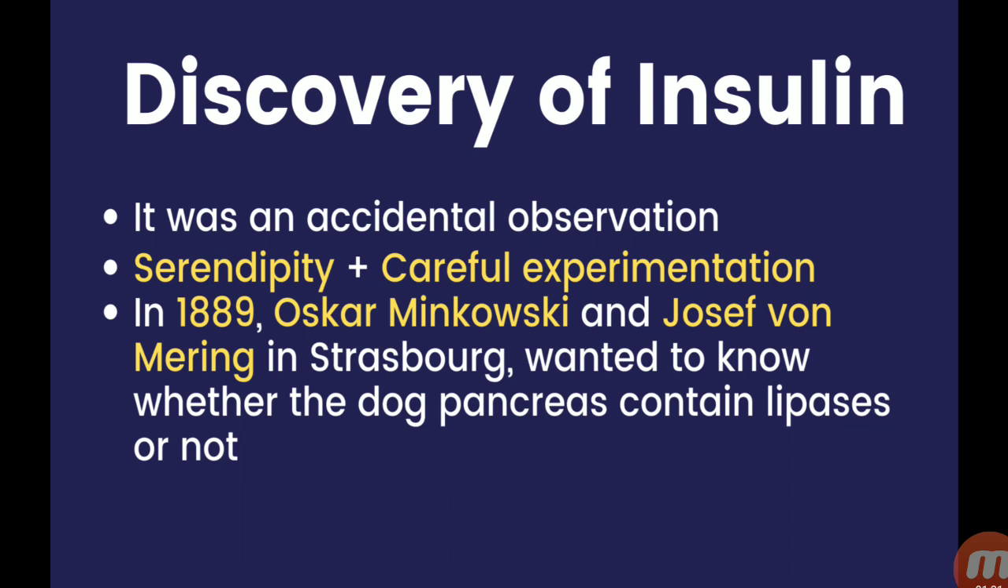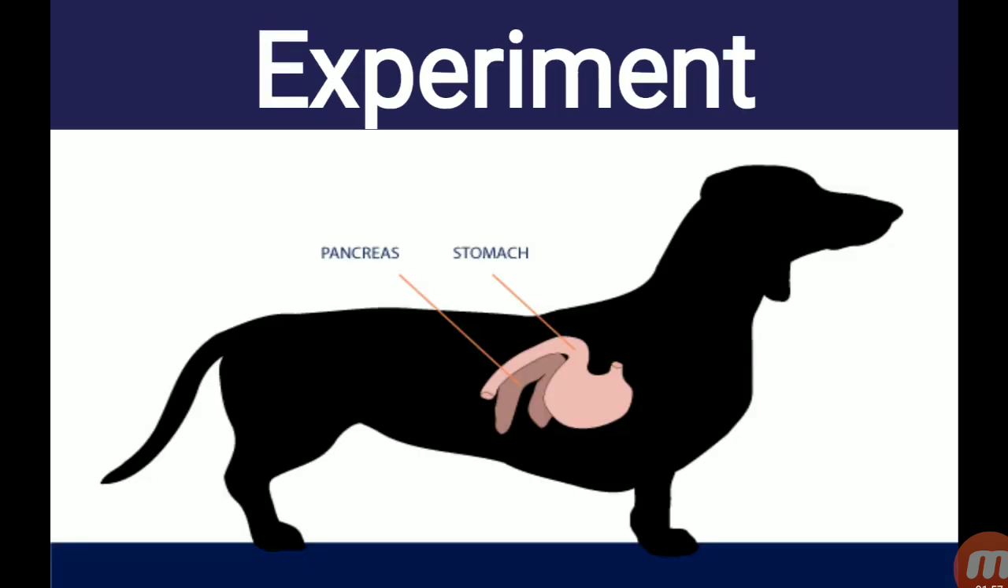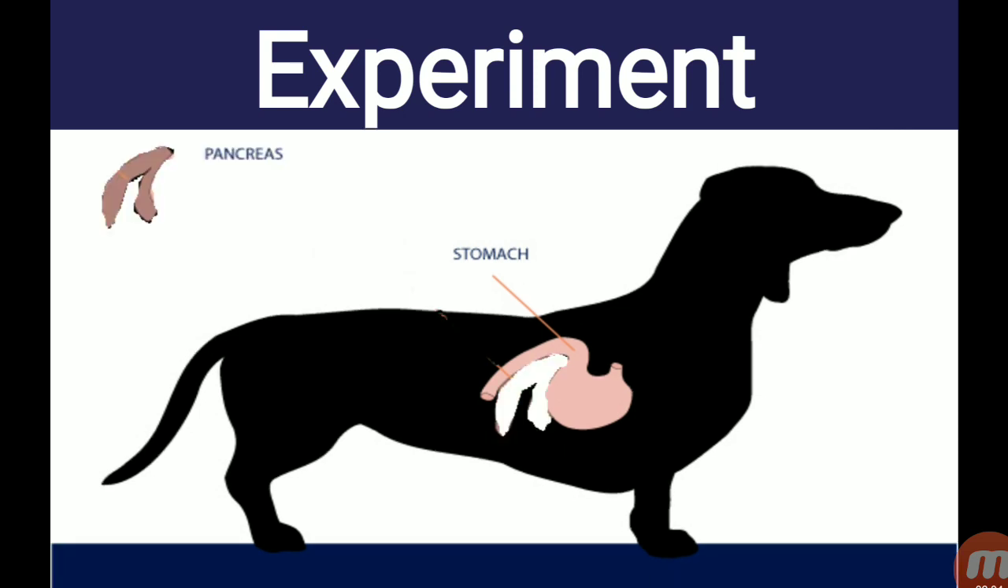The discovery of insulin is said to be an accidental observation. It is the combination of serendipity and careful experimentation that led to the discovery of the hormone. In 1889, scientists Oskar Minkowski, a young assistant at the Medical College of Strasbourg, and Joseph von Mering at the Hoppe-Seyler Institute in Strasbourg wanted to know whether the pancreas of a dog contains lipase or not. Lipase is the enzyme used in fat digestion. To resolve this issue, they began an experiment with a dog on fat digestion.